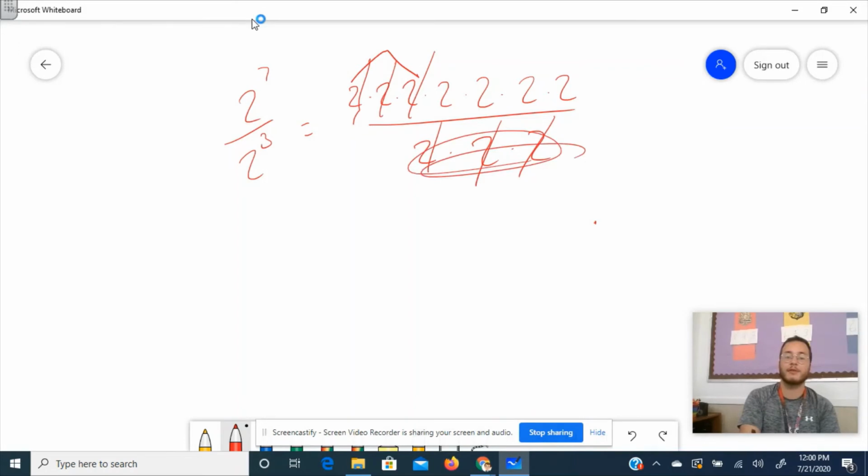I have nothing left on the bottom, so I can't cancel anything else, or divide it and make it 1. And I'm left with 2 times 2 times 2 times 2, which is 2 to the fourth power. And all that basically is saying, guys, is I can do this every time.